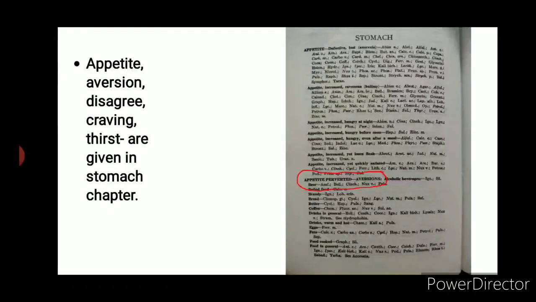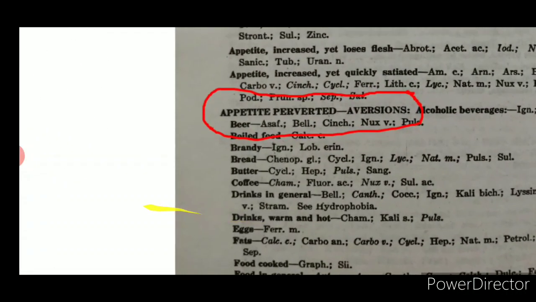Okay, now we are going to see certain special features of this repertory, like appetite, aversion, disagreeableness towards certain food items, craving, thirst. All rubrics are given in the stomach chapter. So if you look into the repertory, there is a rubric appetite, perverted, and aversions to different food items. You have alcohol, brandy, bread, butter, etc.